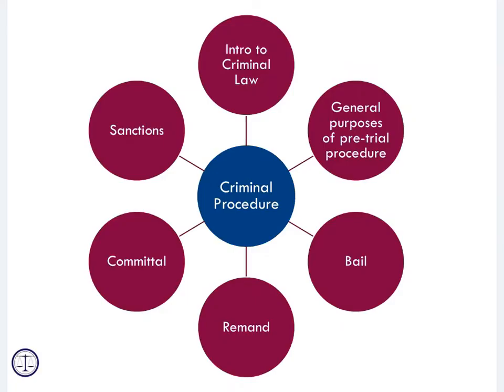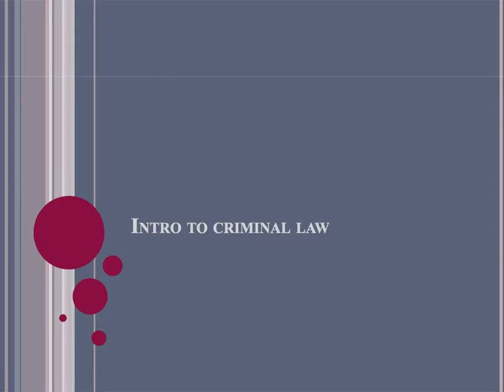For the criminal procedure topic, we're going to start with a brief introduction to criminal law to refresh your memory from Year 11. We're then going to move on towards an examination of the general purposes of pretrial procedures, so the sorts of procedures that happen before a trial begins. We're then going to look at the ideas of bail and remand, as well as committal proceedings, and finally we're going to look at types of criminal sanctions. Firstly, we'll begin with an introduction to criminal law.